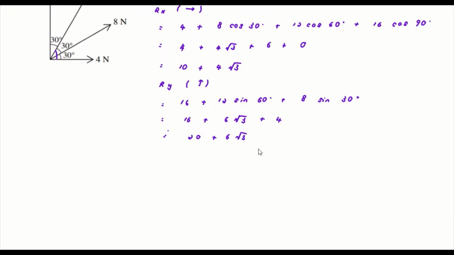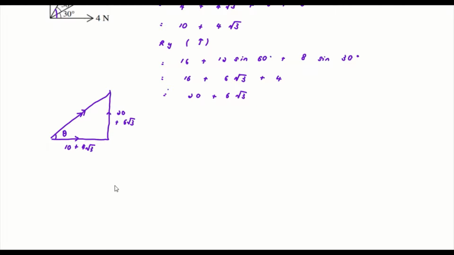Okay, so similar thing, let's start with the straight line first. Sorry, straight line as in the horizontal line. So from here to here is 10 plus 4 square root 3. Then after that, going up is 20 plus 6 square root 3. Okay, and this is my resultant. Alright, so this is my angle theta.